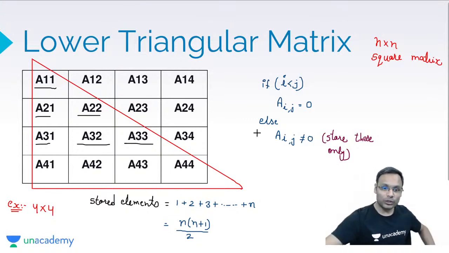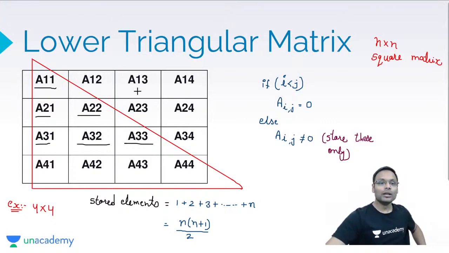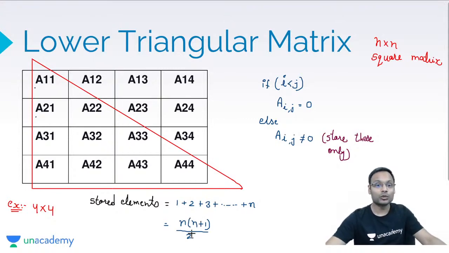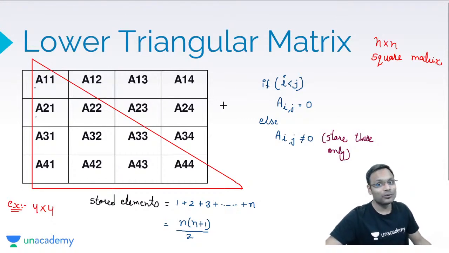So if you understood that stored elements are n into n plus 1 by 2, you can put in the value n equals 4 and see what comes. If you put here 4 into 5 divided by 2, you get 10. 1, 2, 3, 4, 5, 6, 7, 8, 9, 10 elements you are going to store. 1, 2, 3, 4, 5, 6 elements you will not store. 10 elements you will store, 6 elements you will not store. Why? Just because those 6 elements are 0.